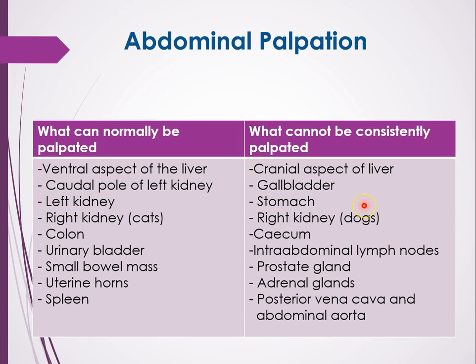What cannot be consistently palpated, meaning that if you're able to palpate it, something is wrong? All right. The cranial aspect of the liver, gallbladder, stomach, kidney, cecum, intra-abdominal lymph nodes, prostate gland, adrenal glands, and of course, if you can palpate that huge, humongous blood vessel, posterior vena cava, and abdominal aorta.